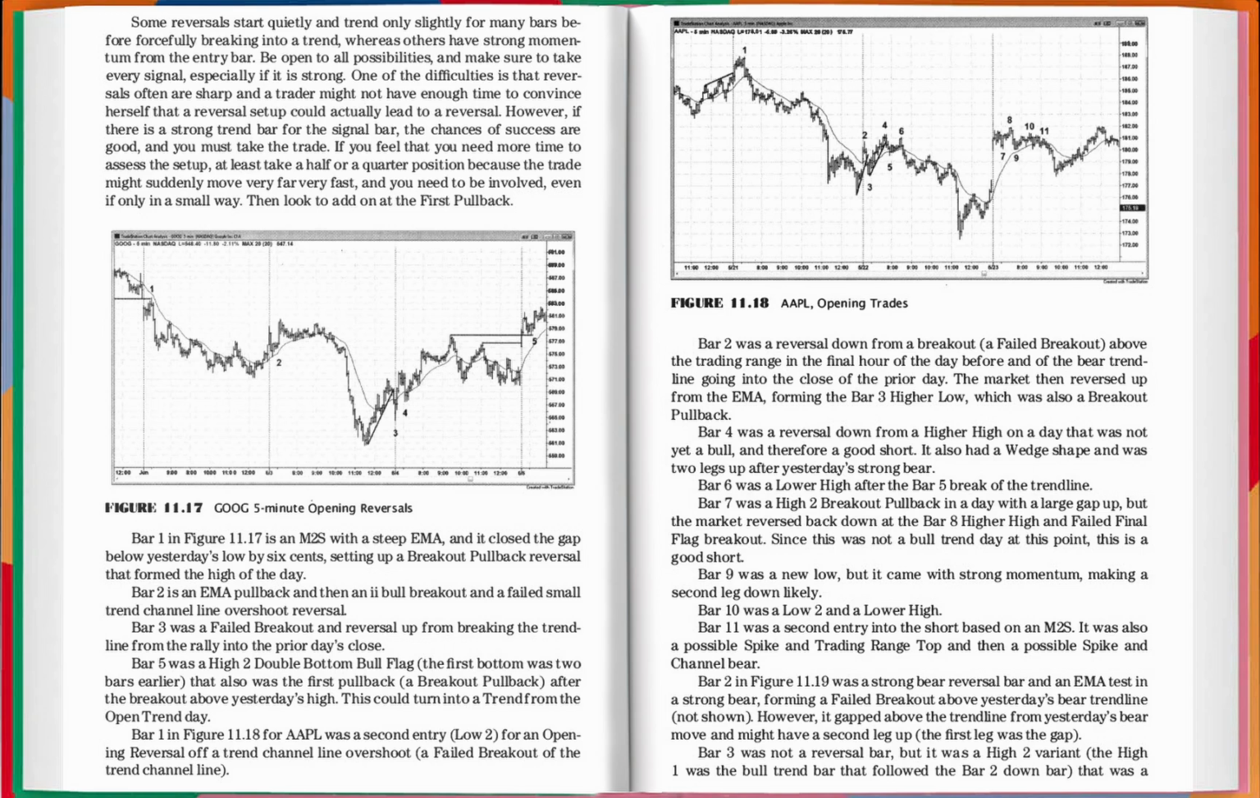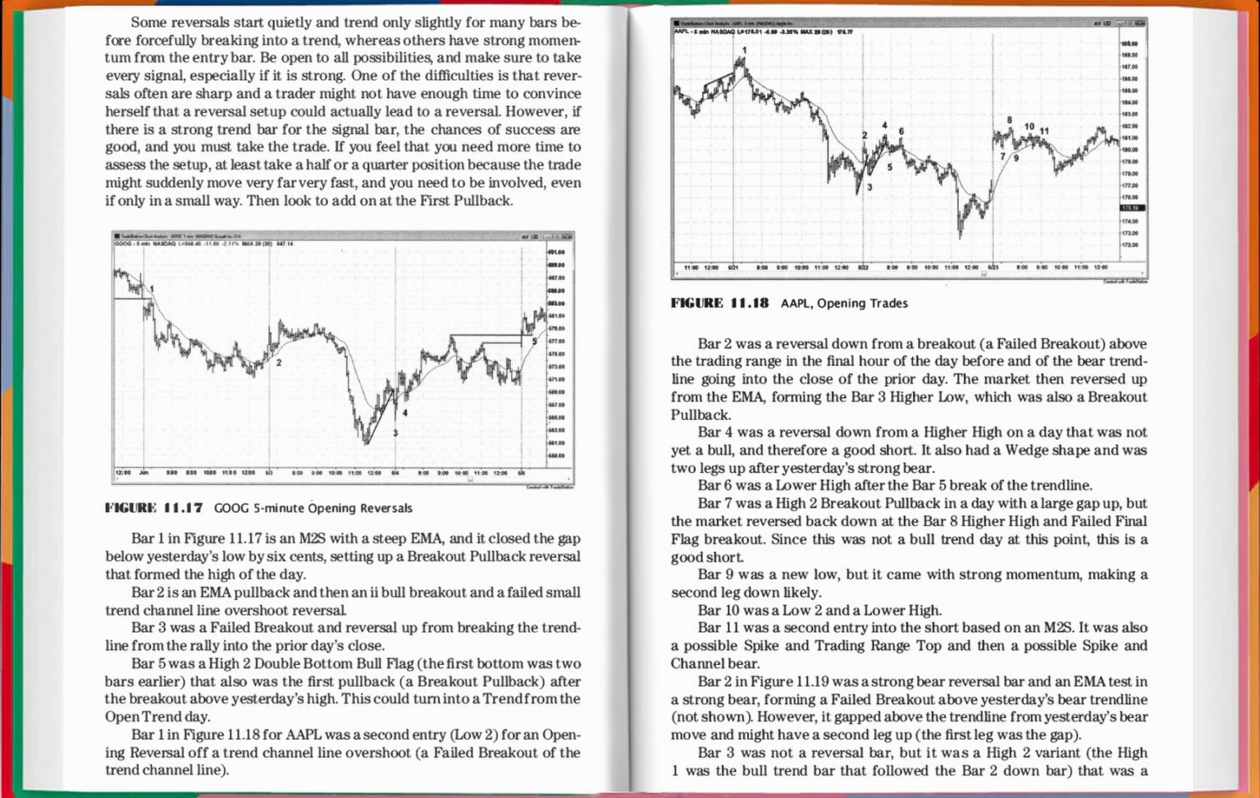Bar 2 was a reversal down from a breakout, a failed breakout, above the trading range in the final hour of the day before and of the bear trend line going into the close of the prior day. The market then reversed up from the EMA, forming the Bar 3 higher low, which was also a breakout pullback. Bar 4 was a reversal down from a higher high on a day that was not yet a bull, and therefore a good short. It also had a wedge shape and was 2 legs up after yesterday's strong bear.